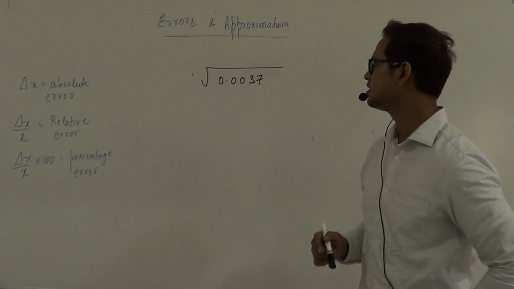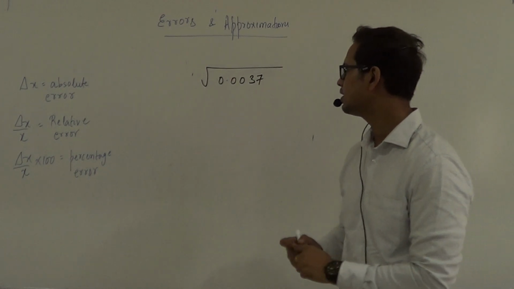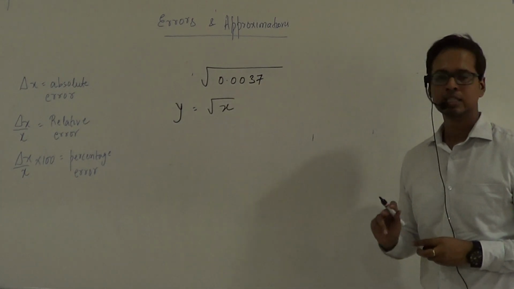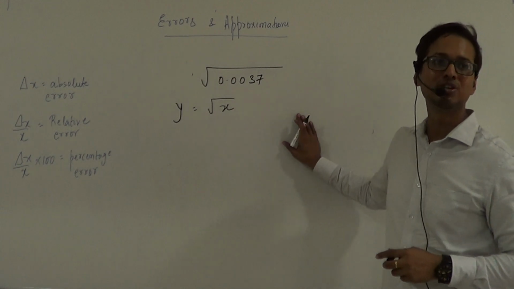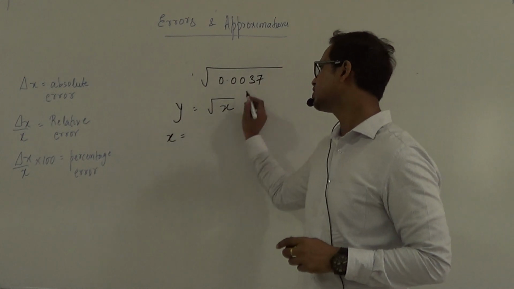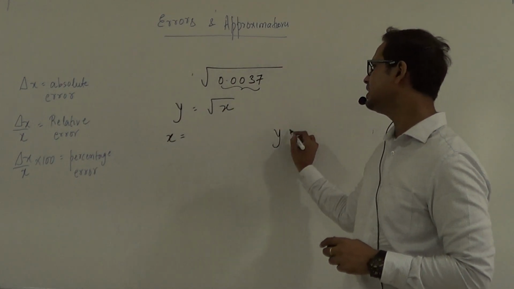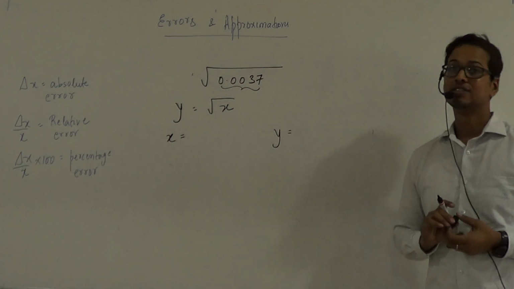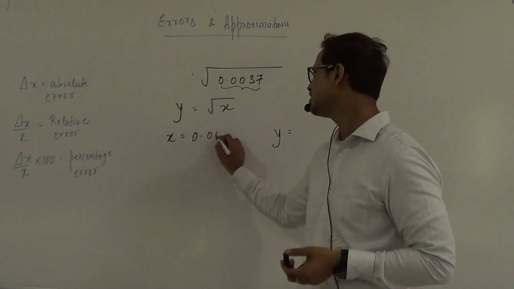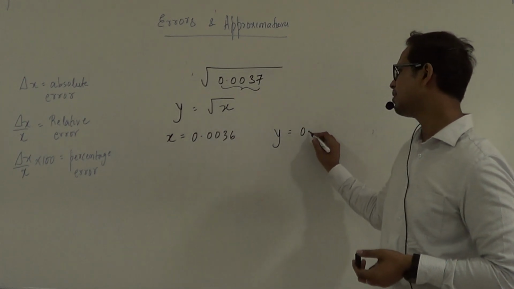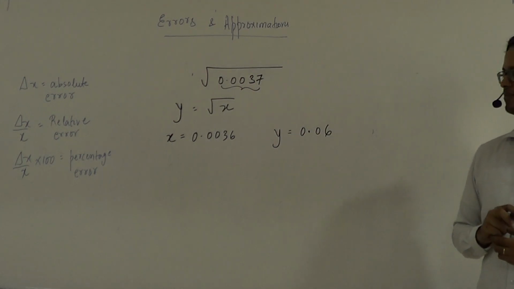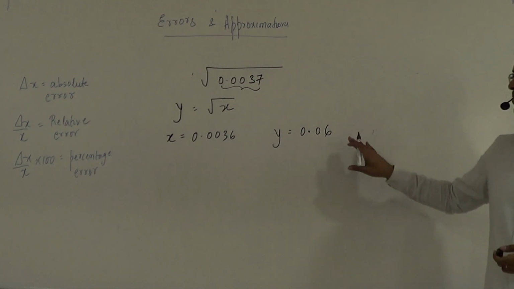Alright, first of all, let's see which is the function that is responsible here. The function is root of x. This is something which you have to find out. Nobody will tell you what is the function involved. Now tell me, what is the suitable value of x close to this number for which y can easily be found out? 0.0036. So had x been 0.0036, my answer would have been 0.06. So life would have been very easy.